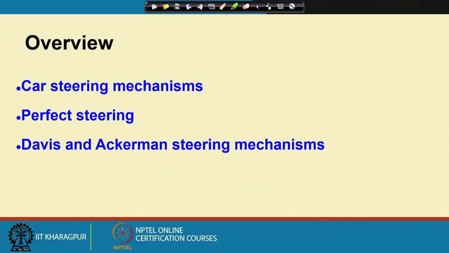So, to give an overview of our discussions, we are going to first discuss what is a perfect steering in relation to the kind of mechanisms we are thinking of. We will essentially discuss two kinds of mechanisms, Davis and Ackermann steering mechanisms.